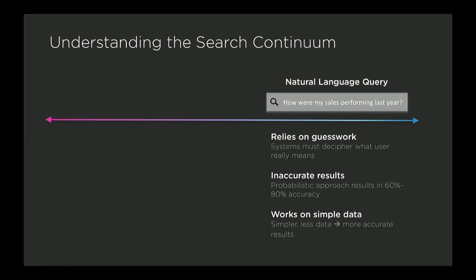Natural language query, obviously, takes a more conversational approach for users to ask questions on their data, something like, how were my sales performing last year? Now, with full natural language query, however, the experience often relies on guesswork. So the system needs to determine what the user actually means when they're asking this question.